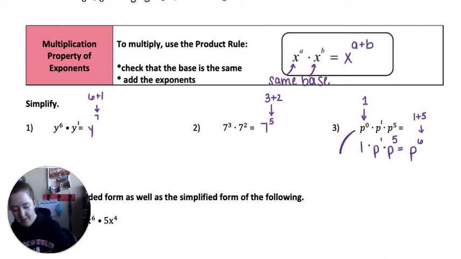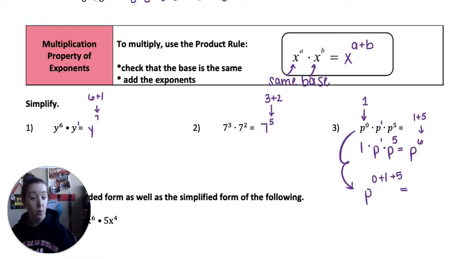Now, side convo. Let's say you said to add exponents. So I had p to the 0 plus 1 plus 5. We still end up with p to the 6th, so the rule still works. That's one reason why I love math. You can solve things in lots of different ways, but as long as you do it correctly, you're going to end up with the same answer.